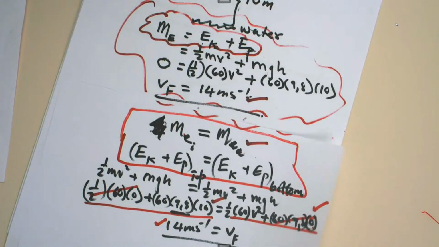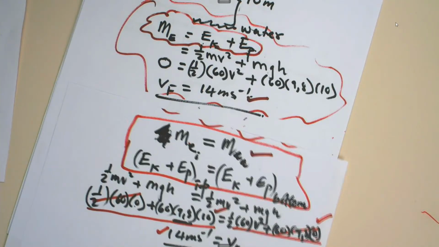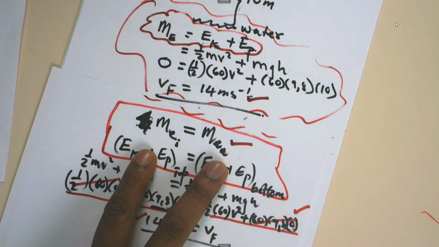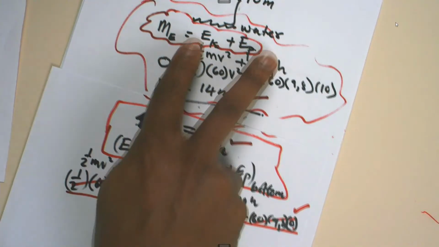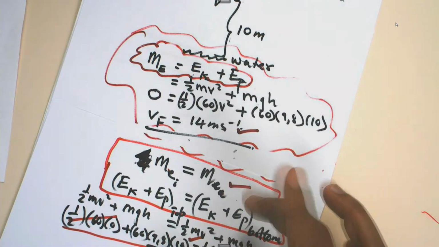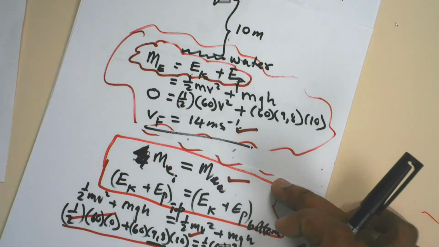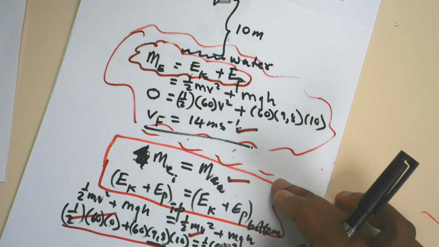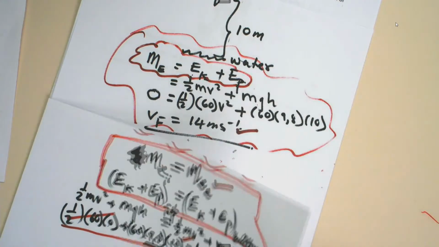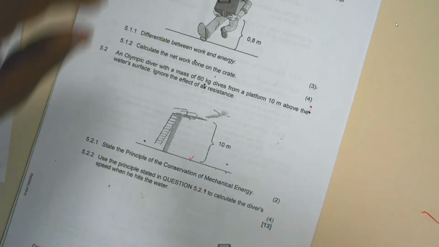So we are trying to minimize the mistakes as much as we can. So please, moving forward, apply the principle accordingly. Don't use this particular method. It's not right. You will lose a lot of marks on something that you were able to do. So expose yourselves to higher order questions that want you to use more of mechanical energy, the conservation of mechanical energy. So that is it with question 5.